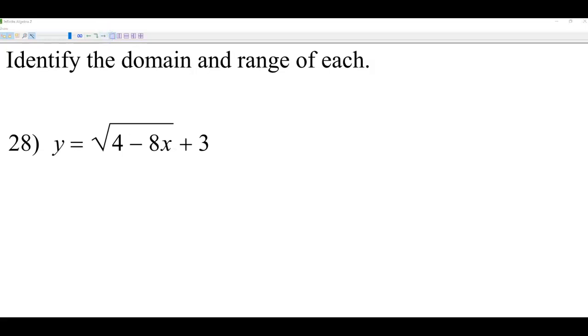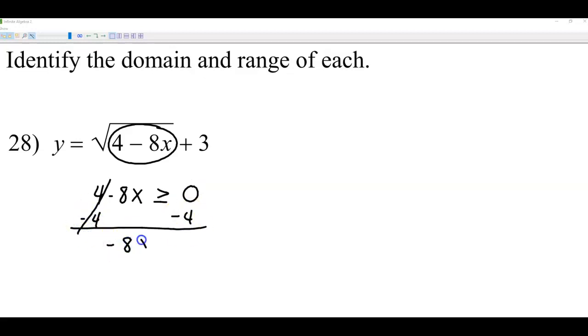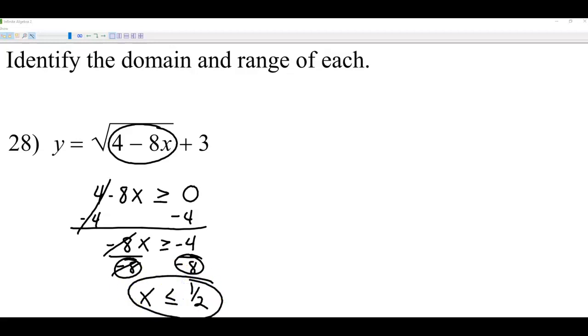Let's take a look at 28. Same question. We take the radicand, make it greater than or equal to 0, and then we're going to solve. Minus 4 on both sides. Divide. Now, I divided by a negative number, and when that happens, you have to flip the arrow, so that's a little something to be watching out for there. Maybe put a star there so you don't forget.